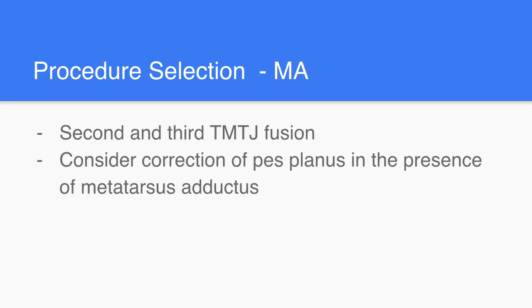Other procedure selections include second and third TMTJ fusion. If there is a pes planus foot deformity as well, you want to consider correcting that as well. However, take caution because there are certain procedures such as Kidner or Evans that if you're too aggressive, you can exaggerate the metatarsus deformity.